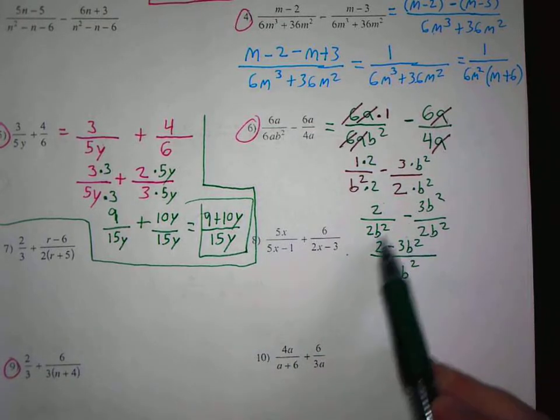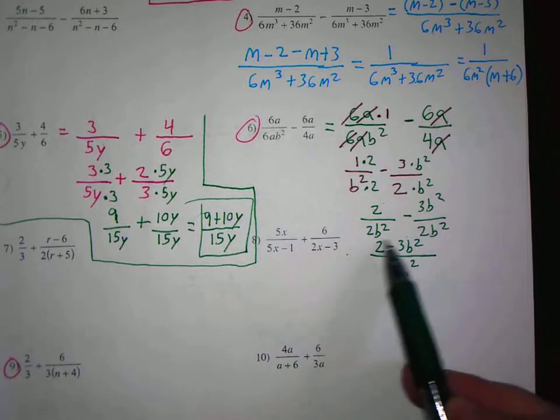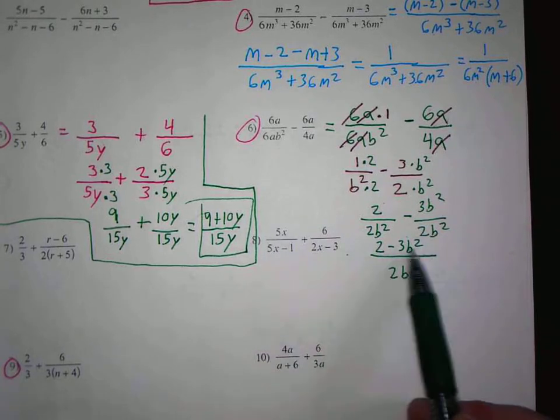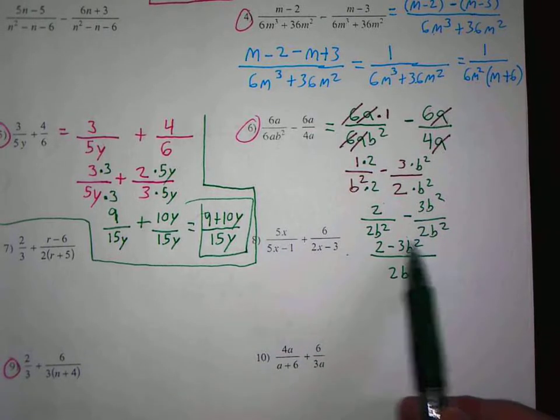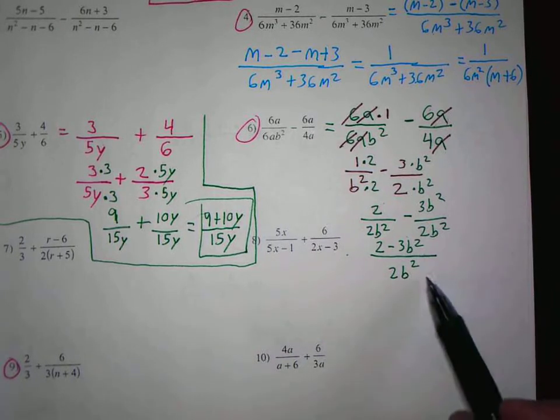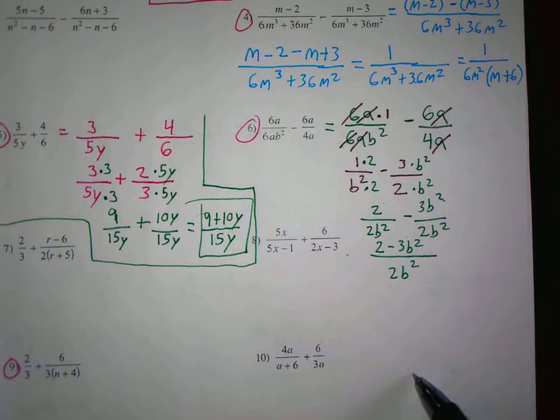Does anything reduce? Can I cross out the b squareds? Because 2 minus 3b squared, right? You can't cross off the b squareds because that's what this is all together. So it's reduced, okay? That's it.